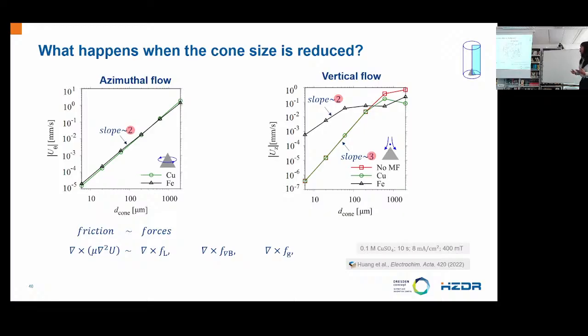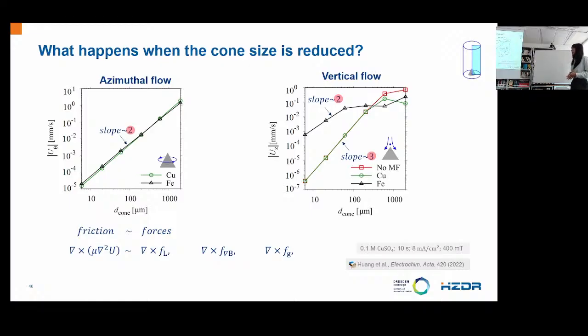If we look at the red and green lines, the cases without magnetic field and the copper with magnetic field, we realize that they overlap with each other when the cones are smaller than 100 micrometer. This means that for smaller cones, the Lorentz force is also not bringing any influence at all. It is dominated by the buoyant flow, which is decreasing very fast with the cone size. The black line is the case with the iron cone with the magnetic gradient force. The flow is decreasing more slowly, following a slope of about 2.